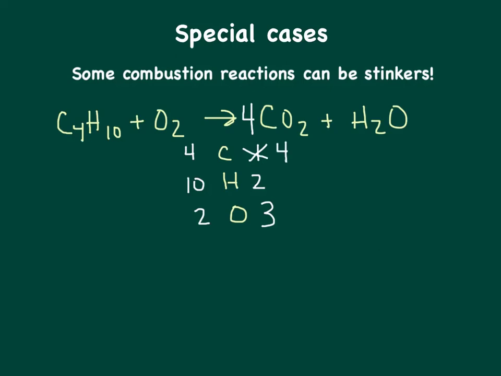And my oxygens, it changes to 4 times this 2 right here. That means 8 plus this 1 more. That gives me 9 total oxygens. I'll take care of the hydrogens next, and then I'll take care of the oxygens last.